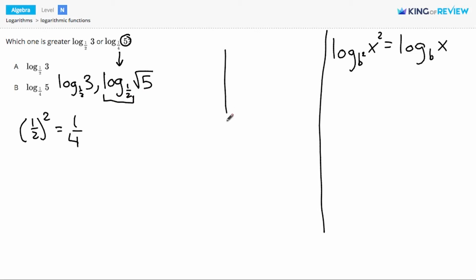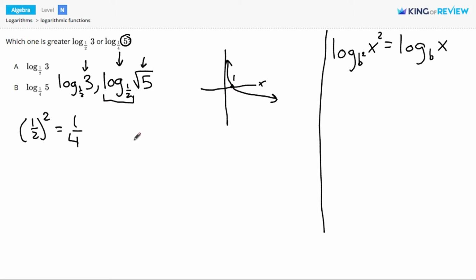Now let's think what the log base 1/2 as a function looks like. Since the base 1/2 is less than 1, this function will be a decreasing function. It will look something like this, where it crosses the x-axis at x equals 1. So if it's decreasing, we know it's going down, but we need to know which is bigger, the 3 or the square root of 5, the two numbers on the x-axis at these 2 points.